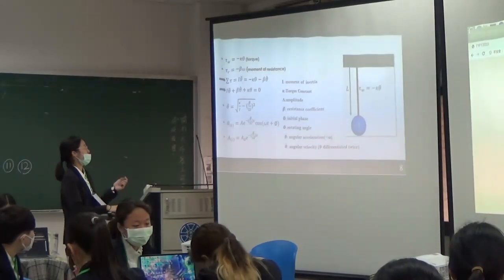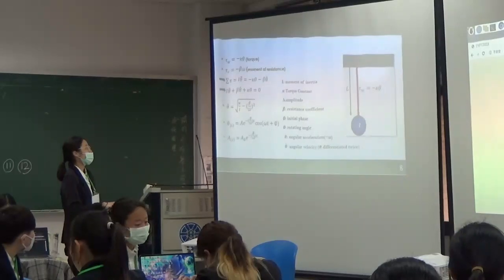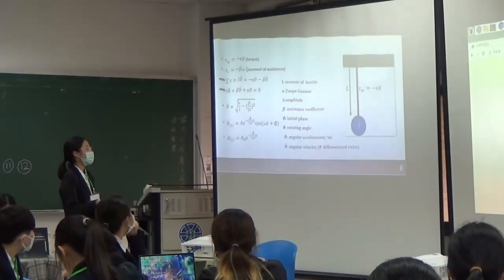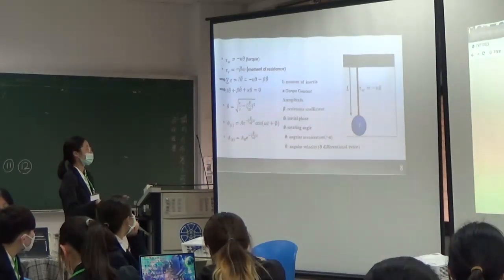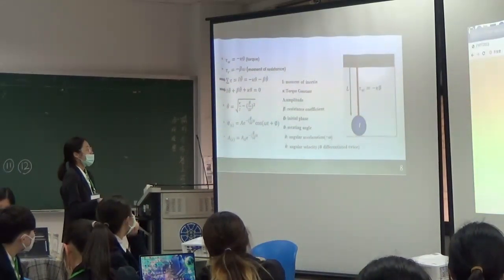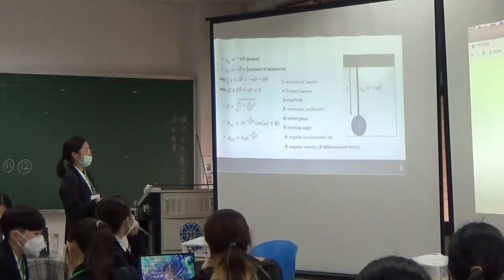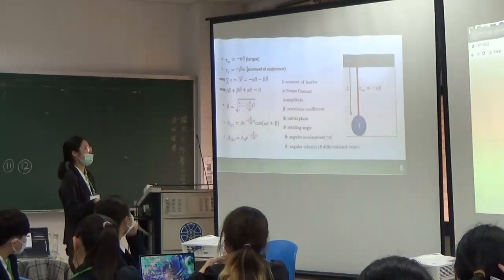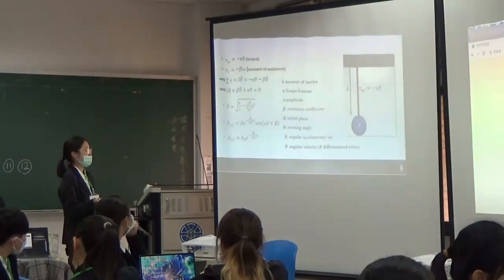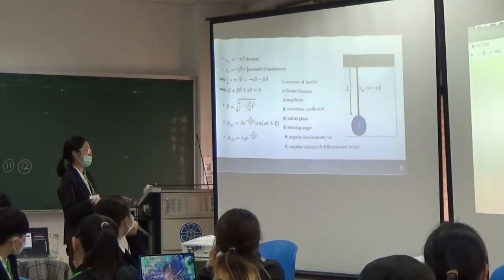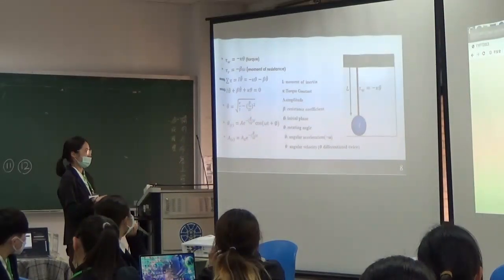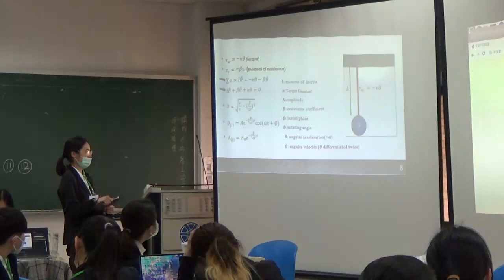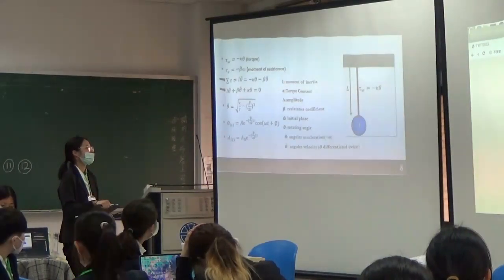The left side is our formula. The big letter I is the moment of inertia, kappa is the torque constant, A is the amplitude, and beta is the resistance coefficient. Phi is the initial phase, and the last ones are the rotating angle and the angular acceleration. It also means omega, the angular velocity.